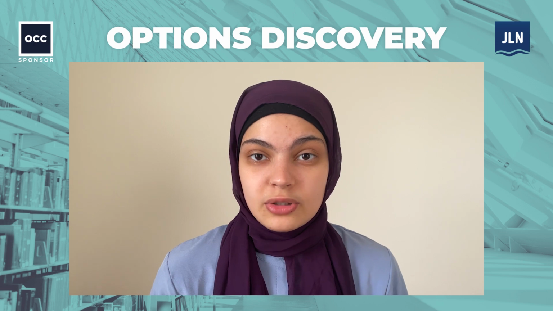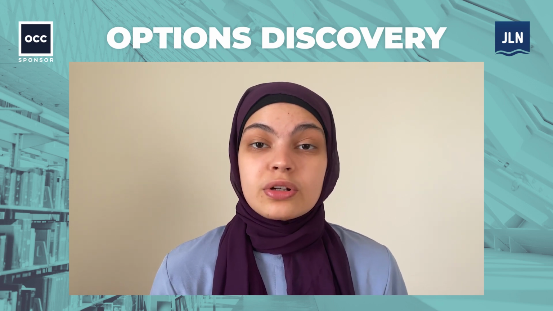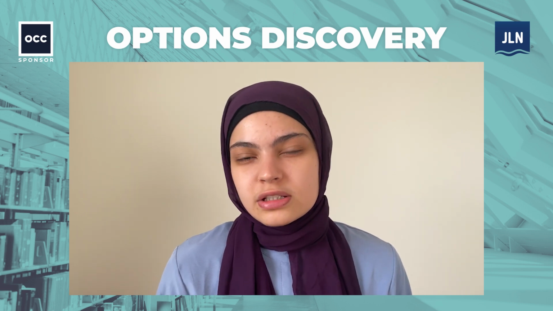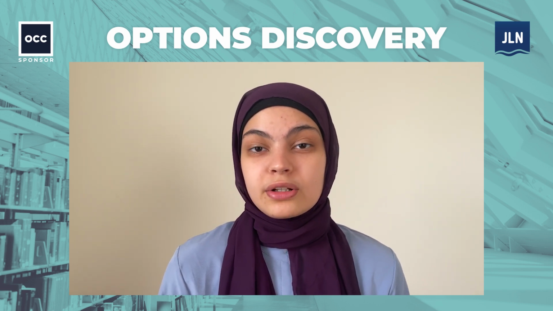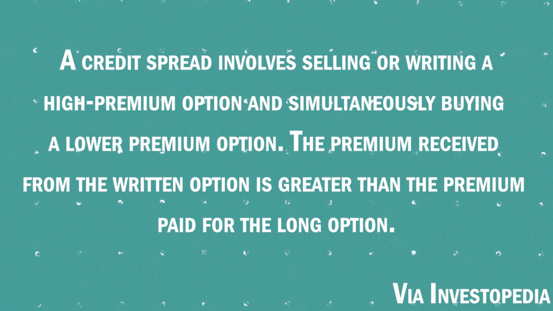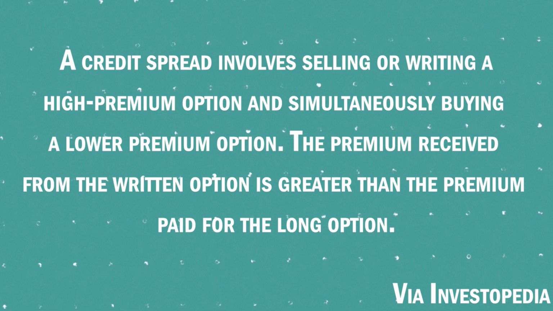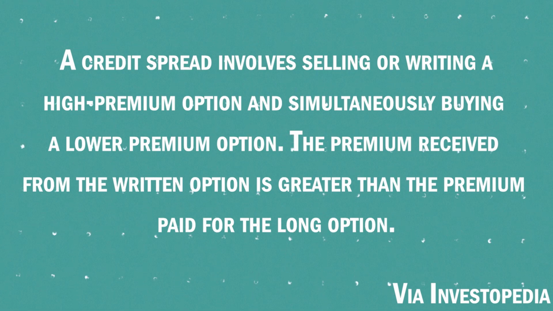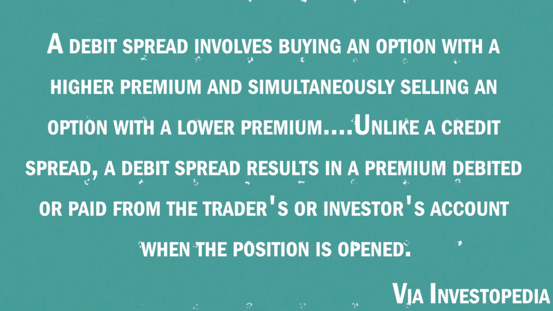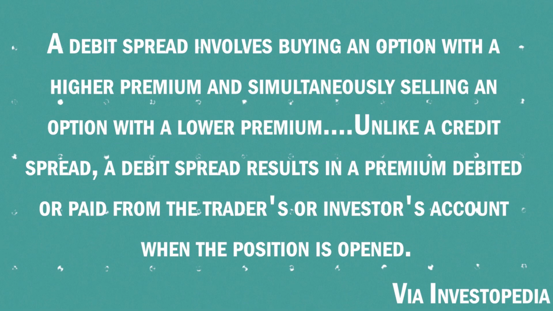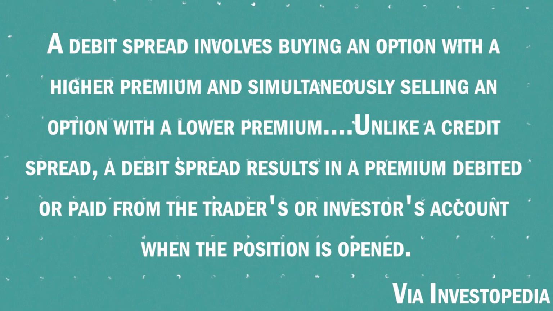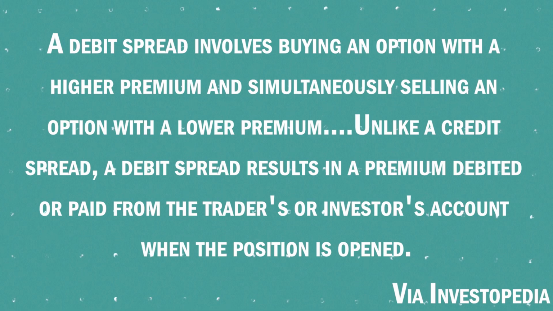Let's start this episode by talking about some of the strategies a trader can use once they have a grasp on basic calls and puts. Before getting into specific strategies, let's talk about debit and credit spreads. A credit spread involves selling or writing a higher premium option and simultaneously buying a lower premium option. The premium received from the short option is greater than the premium paid for the long option. On the other hand, a debit spread involves buying an option with a higher premium and simultaneously selling an option with a lower premium. A debit spread results in a premium debited or paid by the investor.